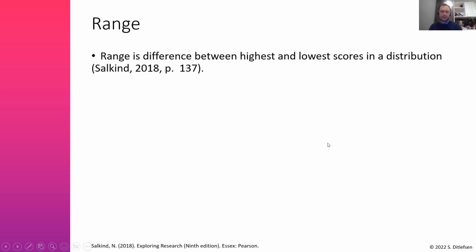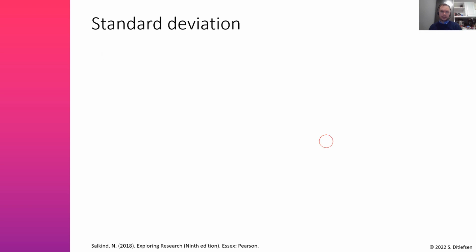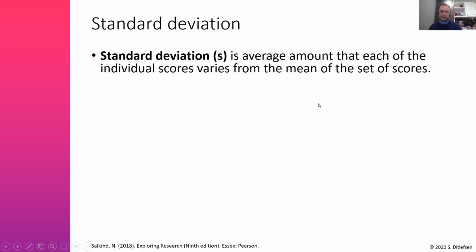Okay, range. Range is the difference between highest and lowest scores in the distribution. Okay? Range, difference between highest and lowest. Standard deviation. Standard deviation S is the average amount that each of the individual scores varies from the mean of the set of scores.